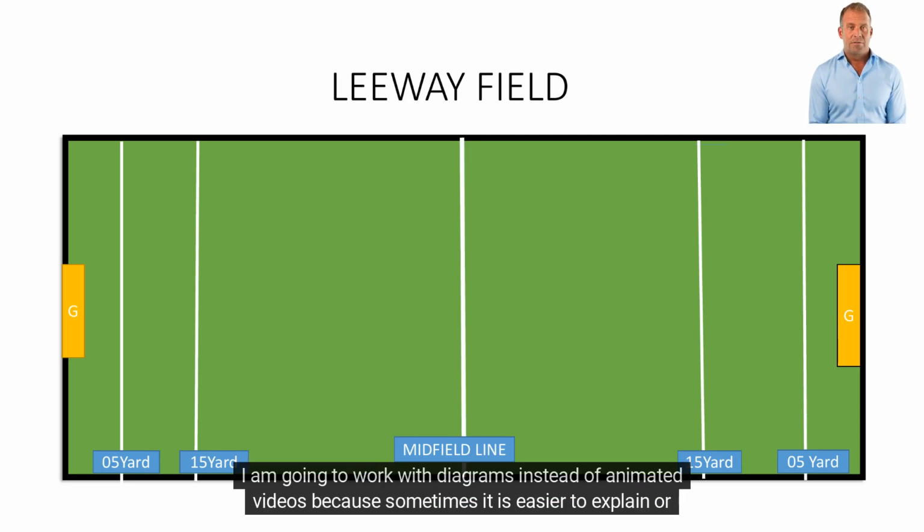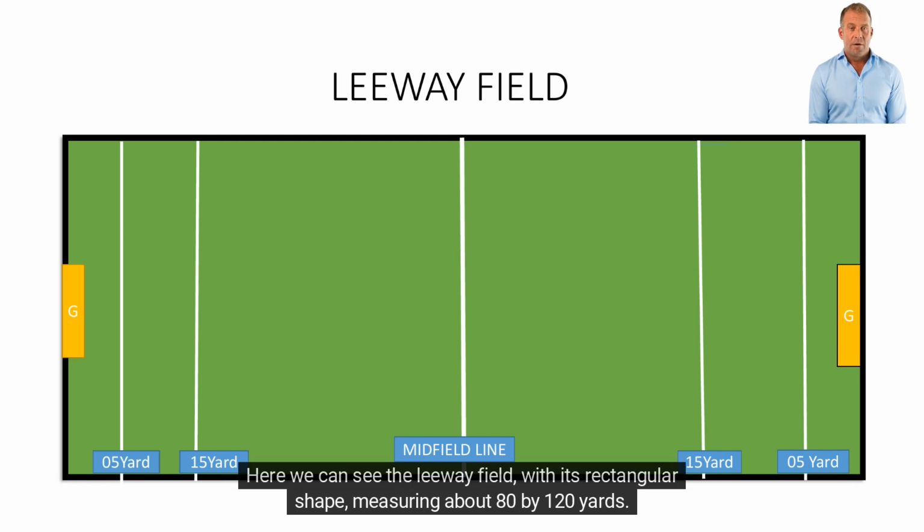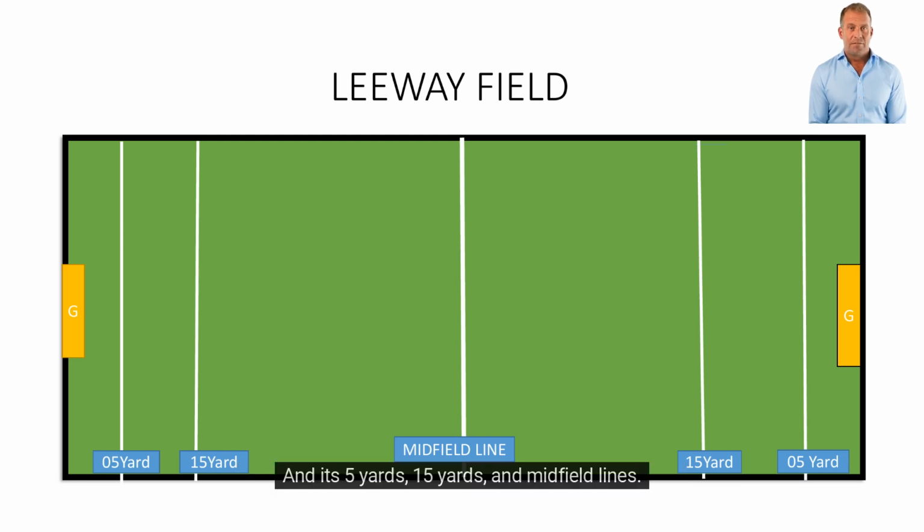I am going to work with diagrams instead of animated videos because sometimes it is easier to explain or show features in a static frame. Here we can see the Leeway field with its rectangular shape measuring about 80 by 120 yards, and its 5 yards, 15 yards and midfield lines.